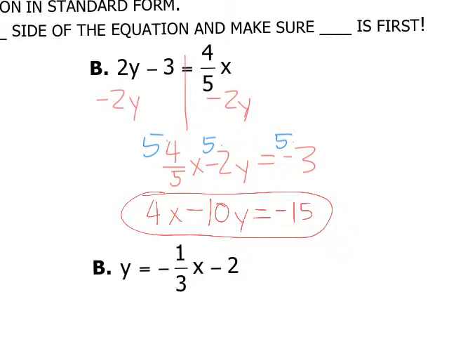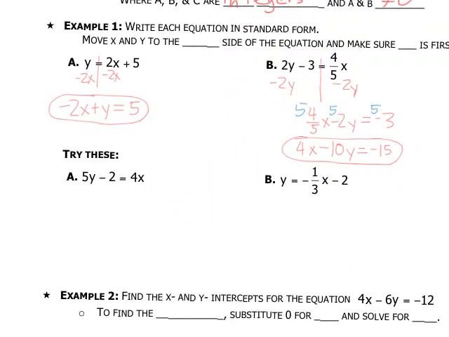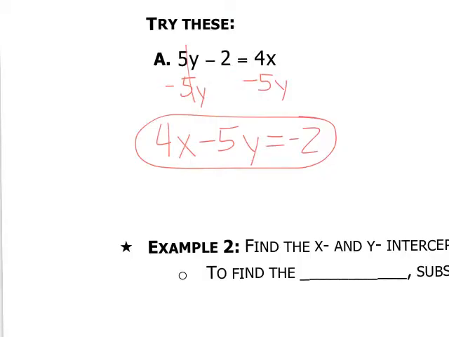Alrighty, you guys try these A and B together in your groups, okay? Go ahead. Okay, so you can check your answer on A. All we have to do there is just subtract the 5 to the other side. 4x minus 5y equals negative 2. Questions on A?